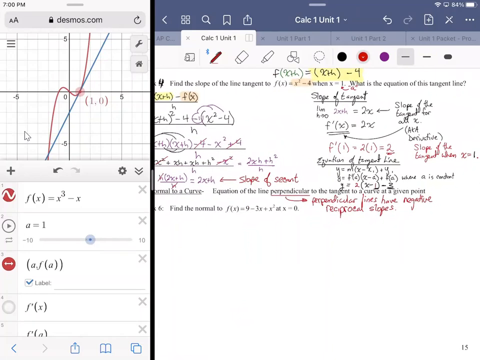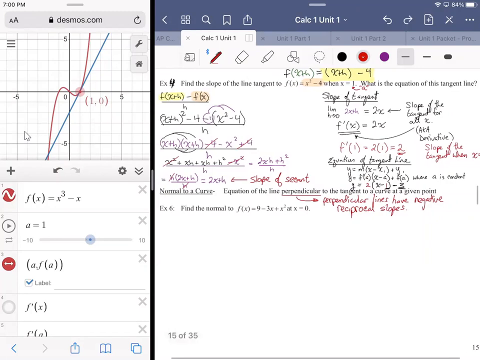So when they ask you to find the normal, you're actually going to do it in a very similar fashion to what we did, except once we find the slope, this computation, we're going to take the negative reciprocal of whatever that result is at the particular point. Right? So we're going to start this one from scratch, slope of the secant line.